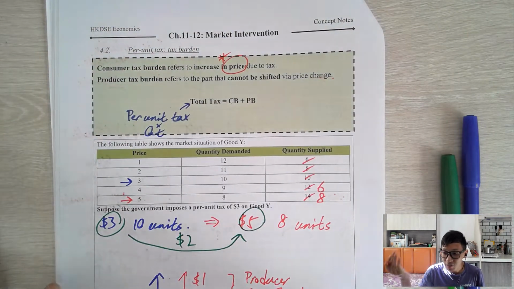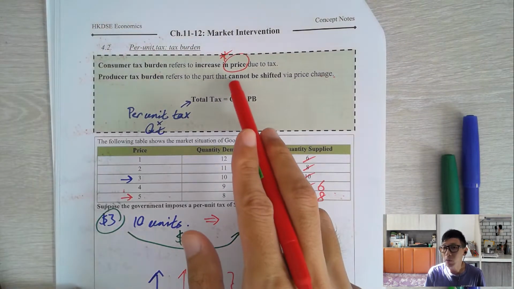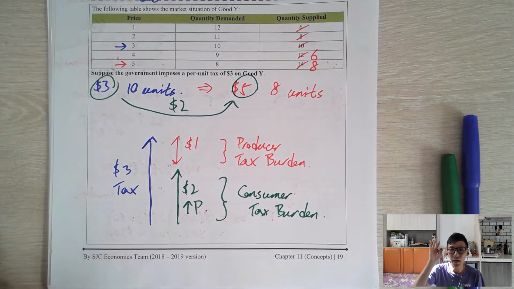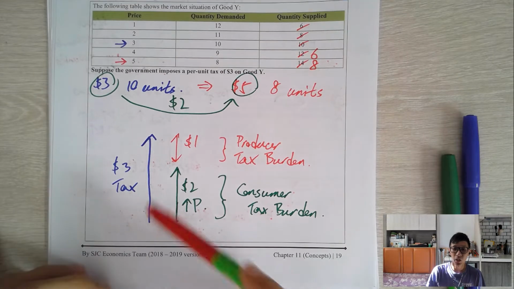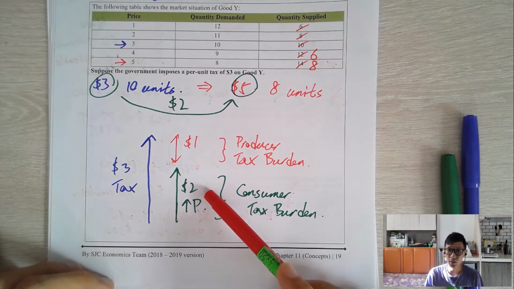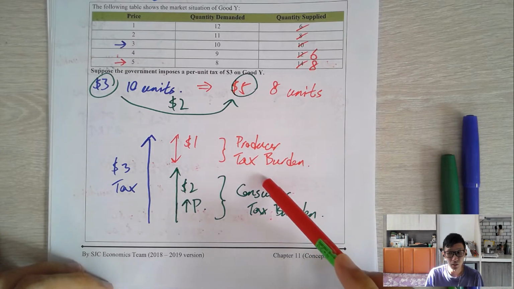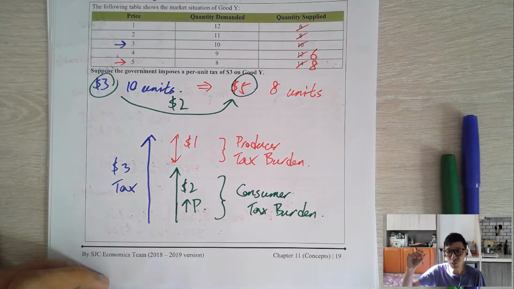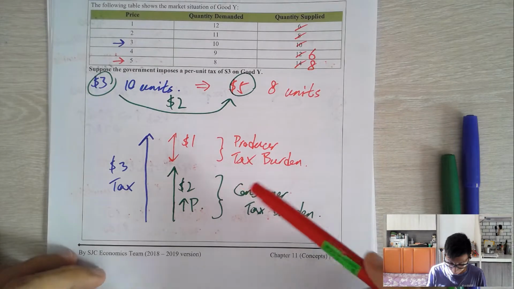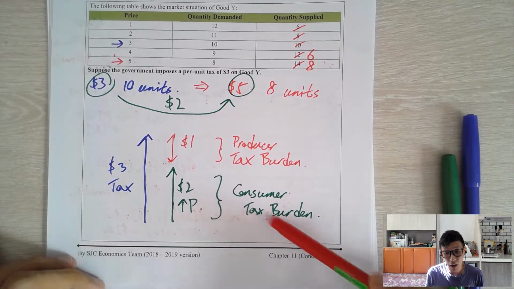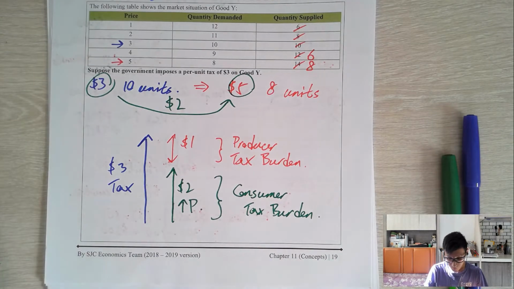OK， 好嘛？原來啦 ，technically we call this a shifting of burden. How do you shift the burden? Increase the price. 原來呢3蚊 there are a total of $3 tax. $2 within the $3 are shifted to consumer through an increase in price. OK， 得唔得？ So this part will be the consumer.